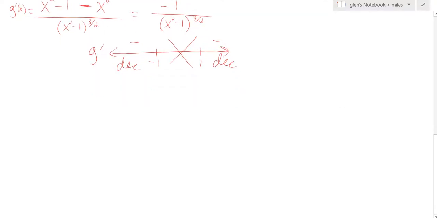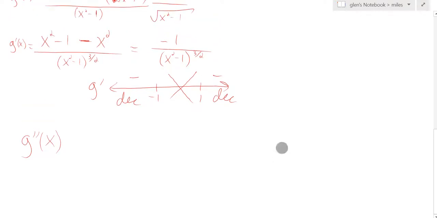Cool. So we're going to find g double prime of x. I know a lot of y'all want to do the quotient rule here because it's a fraction, but if the top is just a number, I would really just rewrite this as x squared minus 1 to the negative 3/2, because you don't have to do the quotient rule. You can, it's a little more work. This is just the power rule, really.